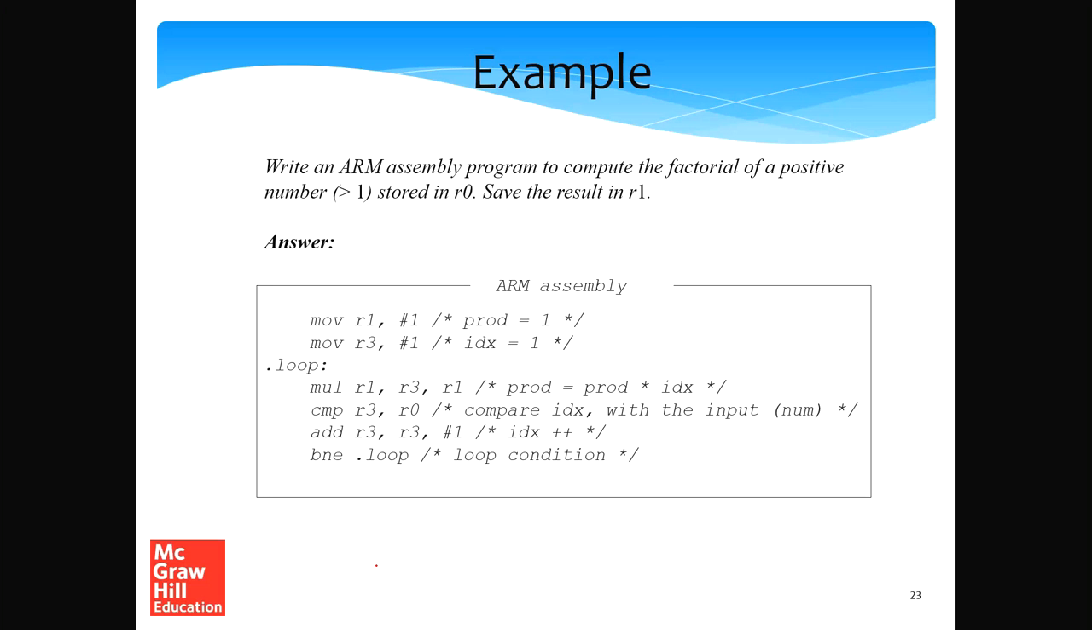Let's consider a simple program first. That's maybe the most important. Let's write an ARM assembly program to compute the factorial of a positive number. Assume the number is large enough, greater than 1. The number is stored in R0 and save the result in R1. Let me give you 10 seconds to look at this particular program.